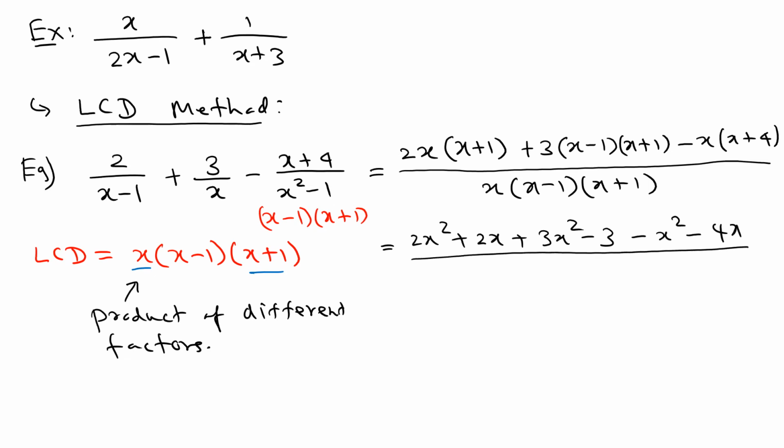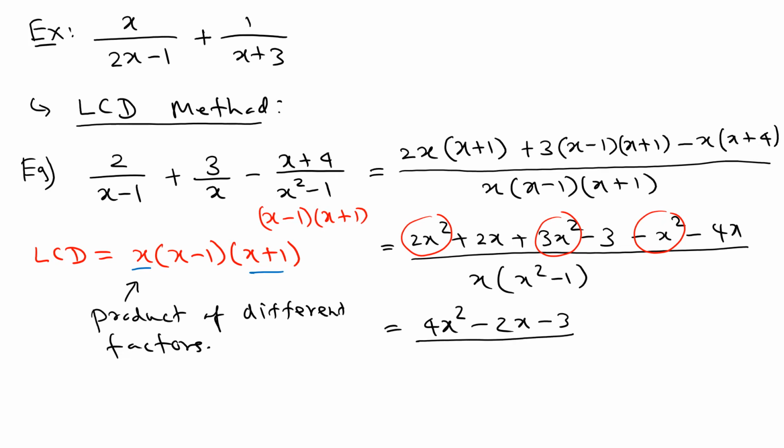The bottom is still the same, which is x. You can write this as x squared minus 1. It's the same thing. Now you're going to simplify. Looking at the x squared terms, we have 5 and minus 1, so it is 4x squared. Similarly, 2x minus 4x is minus 2x. And the number is negative 3. There are no more common factors, so we can leave it like that. If there were common factors, you would have to cancel, but there are none.